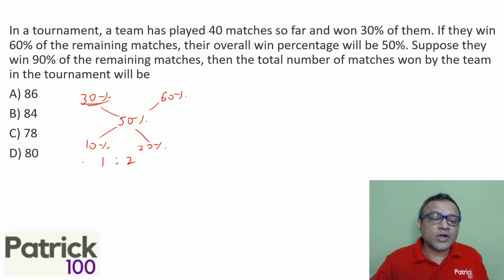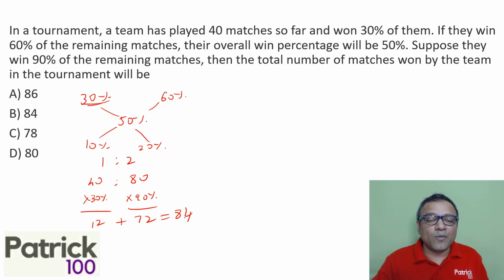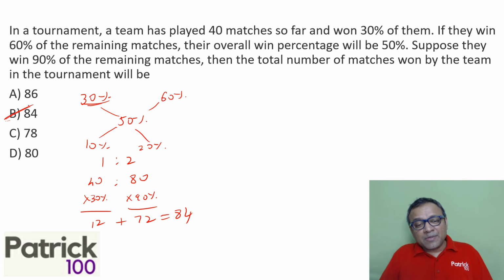We know this is 40 matches. That means new matches is 80. The old matches are 40, so new matches are 80. 90% winning chance, which is 72 matches. Here only 30% have won, which is 12. So total matches won is 84. Straight away you get the answer. Just alligation, from that you get how many new matches are played, which is 80. 90% of the new matches are won, and 30% of old matches are won. Total matches won will become 84.